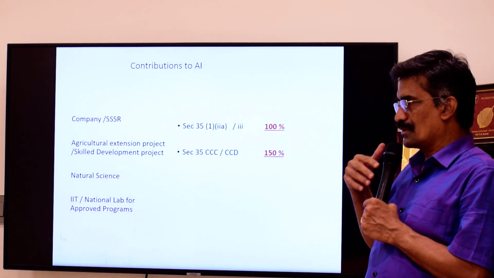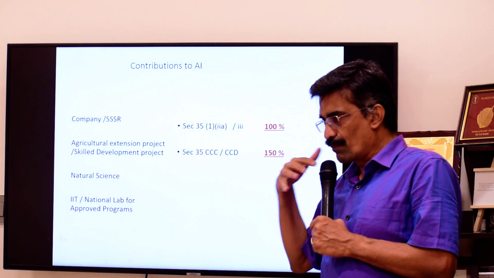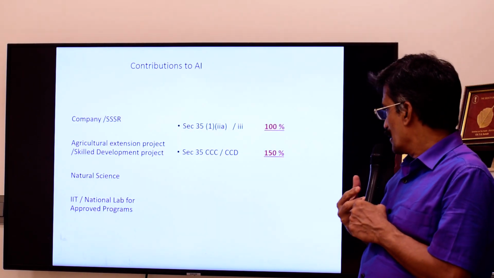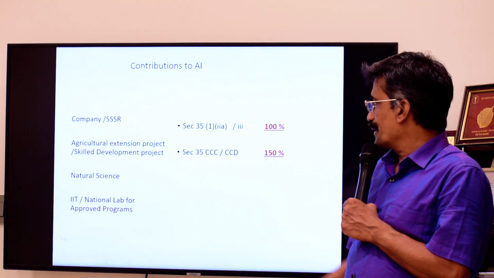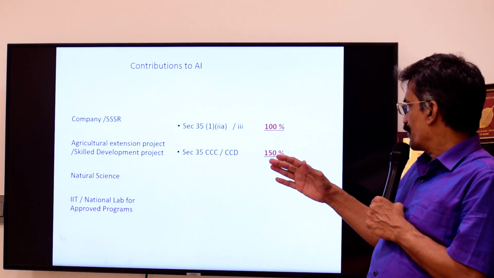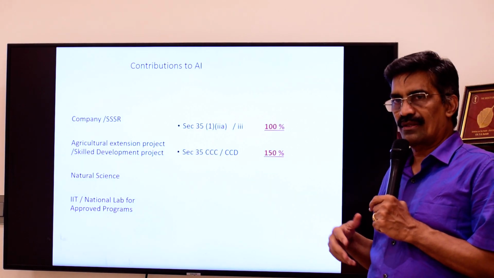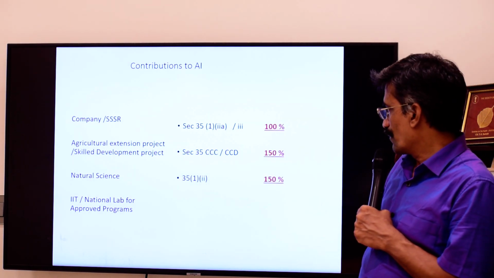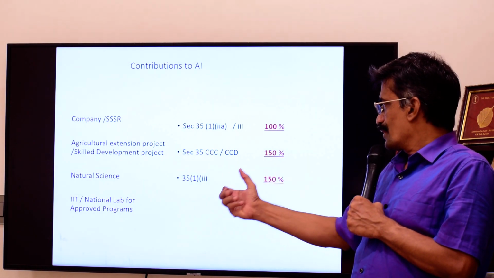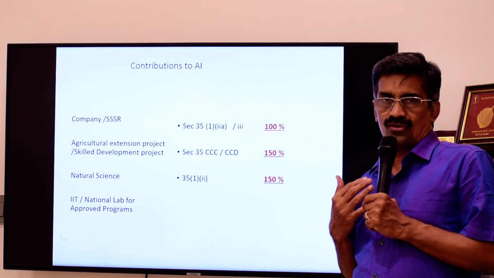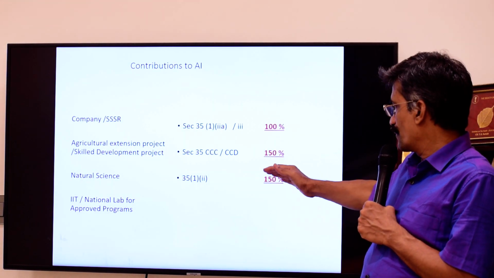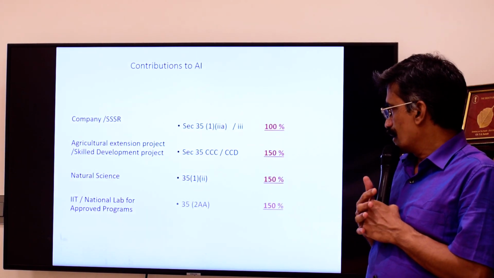If you donate to such institutions or to a company for R&D, you will get only 100% now. If you contribute to an agricultural extension project or skill development project, you will get 150% under 35(2)(CCC) and (CCD). If you contribute to natural science research in any school, university or college, you will get 150% under 35(1)(ii).